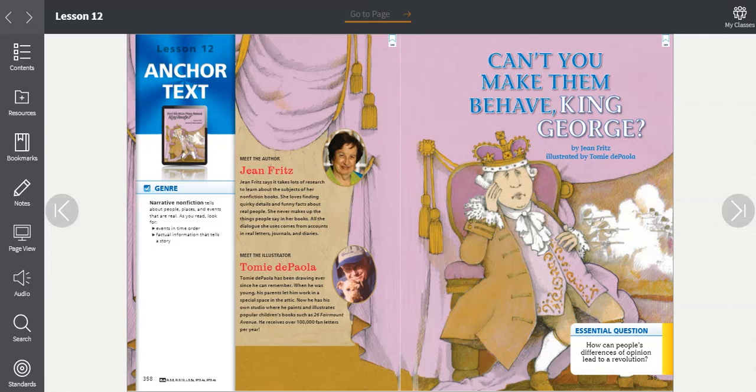Can't You Make Them Behave, King George? By Jean Fritz. The genre is narrative nonfiction. Narrative nonfictions tell about people, places, and events that are real. As you read, look for events that are in time order or chronological order, as well as factual information that tells a story.